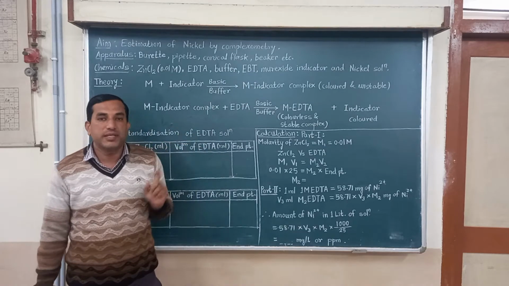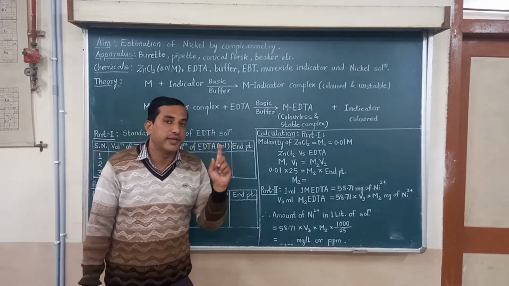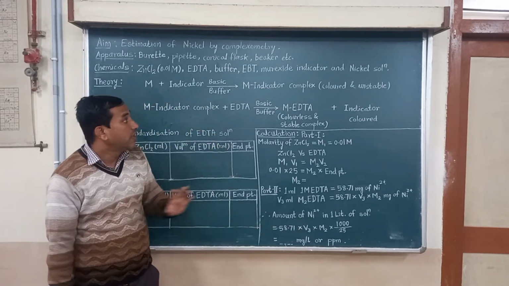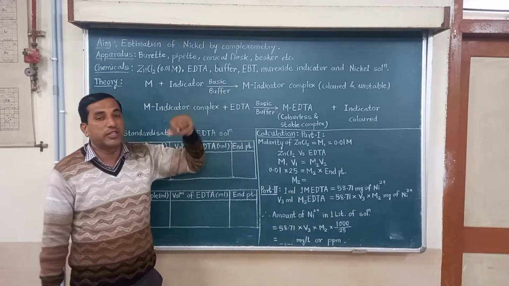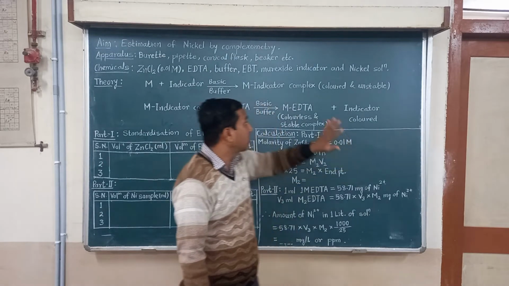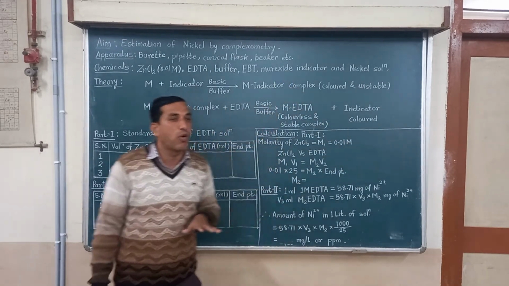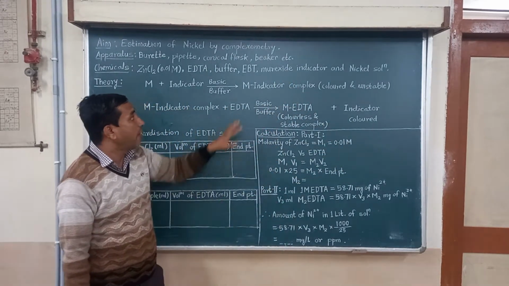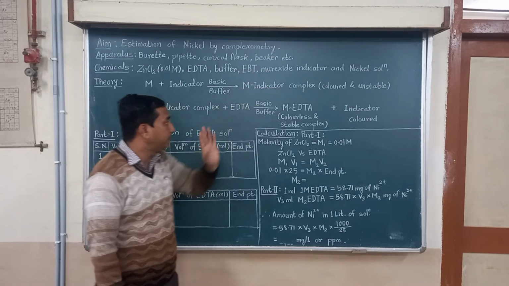Metallochromic indicator means an indicator having a tendency to form a colored complex, and the requirement for this complex is that it should be colored and it should be highly unstable, and that's why we are using a specific type of indicator called a metallochromic indicator, with examples being EBT and Murexide.